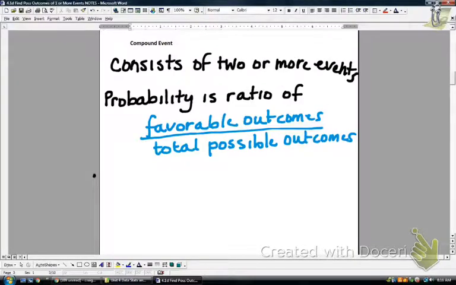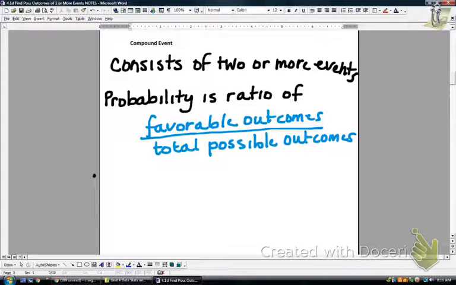A compound event consists of two or more events. So compound, like think of a compound word. A compound word is like treehouse. It has two words and you put it together. So that's the same thing with a compound event. It consists of two or more events. And then the probability of a compound event is the ratio of favorable outcomes to the total possible outcomes.